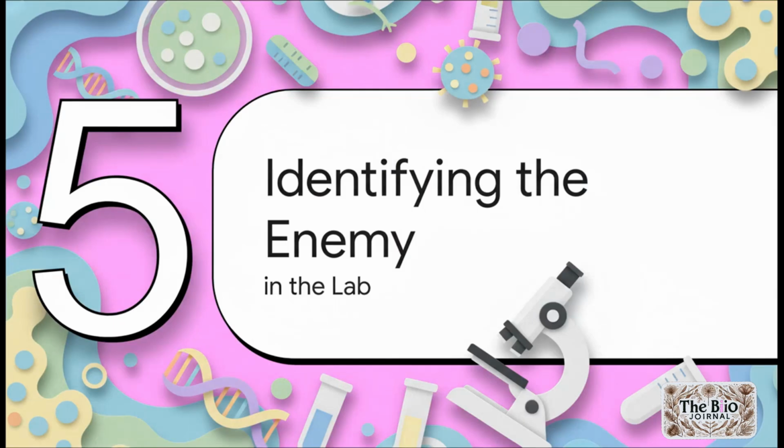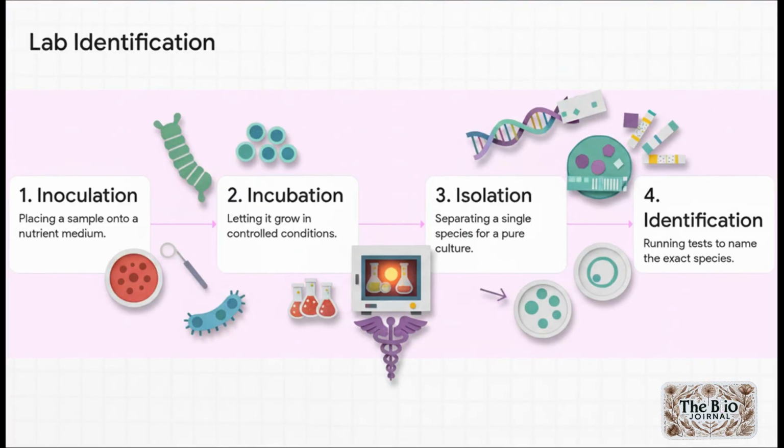Okay, so we've got this whole gallery of potential culprits: bacteria, fungi, viruses, even prions. So when someone gets sick, how on earth do scientists in the lab figure out which one is to blame? Well, it boils down to a pretty systematic four-step process. First, they take a sample from the patient and they inoculate it, which just means they spread it on a nutrient medium, basically food for microbes. Then they incubate it, putting it in a nice warm place to let whatever's there grow.